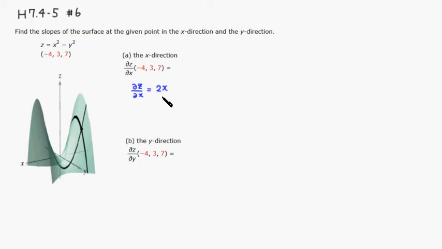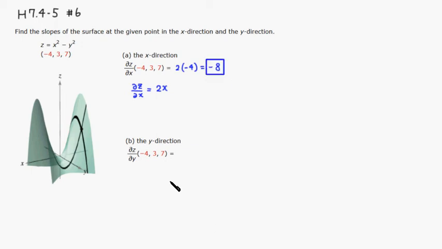Then in order to find the slope at point (-4, 3, 7), all you have to do is plug in x equals -4, y equals 3, and z equals 7. But in this case, the partial derivative here doesn't involve y or z, so you just have to plug in x equals -4. So it's 2 times -4. So that will be -8. All right. So that's the slope in the x direction.